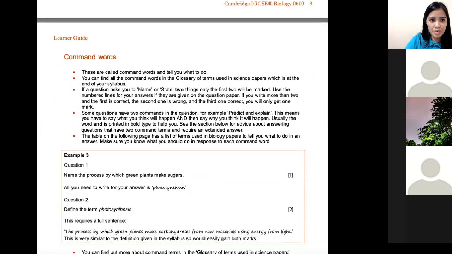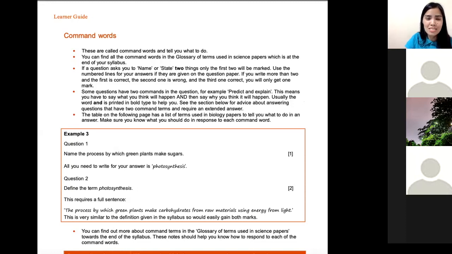The command word. These are questions that do not end with a question mark. Okay, so we call them command words. For example, name: you have to give the name, or you have to define something. So always look for the command words, because this is what you are expected to answer. Example: name the process by which green plants make sugars. Of course, you can just write there photosynthesis because you were asked only to name.